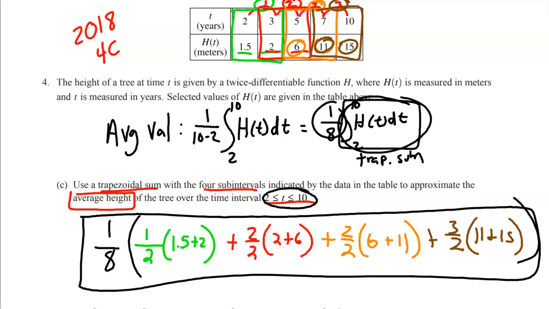The units would be in meters. So once again, if you wanted to actually calculate all this out, you could, and your answer would be some amount of meters. That would be the average height on the time interval from year 2 to year 10.